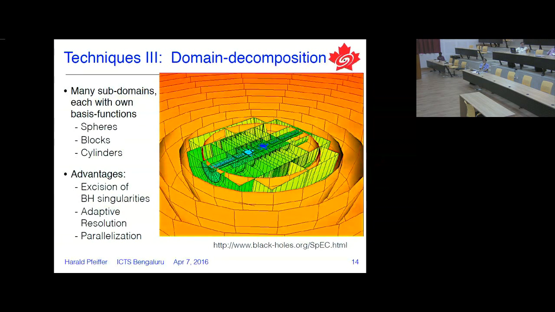The type of basis functions differs. In spheres, it's spherical harmonics. In cubes, it's Chebyshev polynomials. And this quite complicated zoning scheme allows us to excise singularities. It allows us to adaptively change resolution. We have AMR implemented by changing the number of basis functions separately in each domain. And we can also parallelize by putting different subdomains on different CPUs.